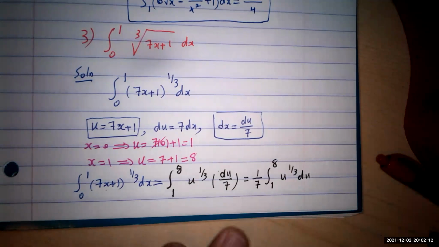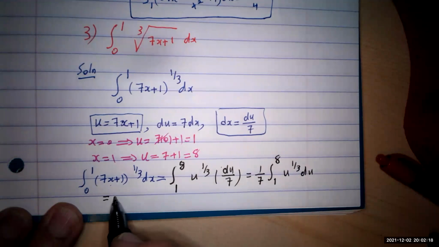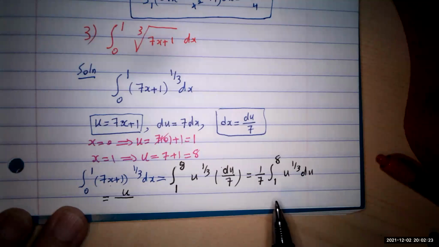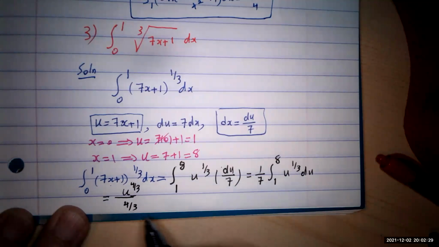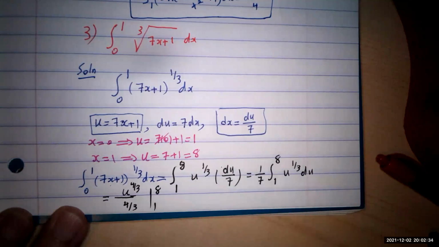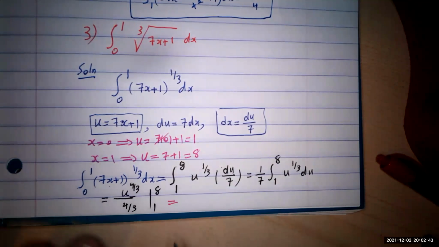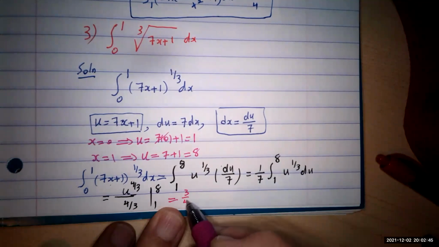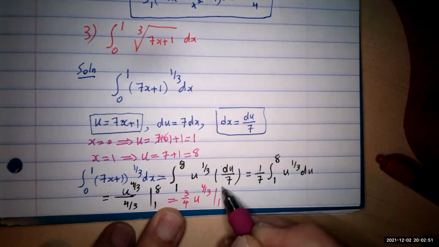Now we integrate u to a third. You move up the power. It's going to be u to the 1/3 plus 1, which is 4/3, divided by 4/3. It's a definite integral, so it's evaluated from 1 to 8. No constant. So we continue. 4/3, use the reciprocal, that gives 3/4. So 3/4 of u to the 4/3, evaluated from 1 to 8.